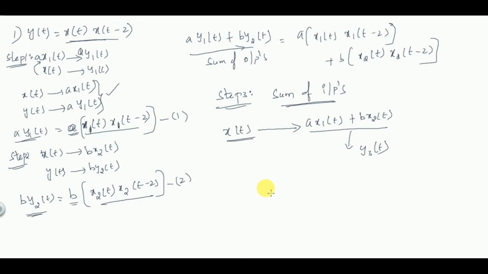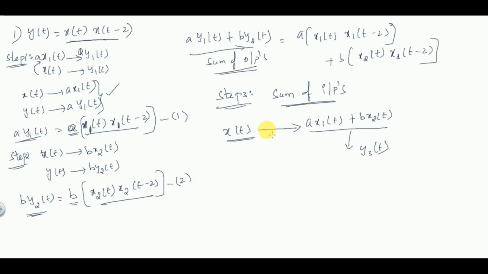Understand the concept clearly. First of all, you are applying x1 of t as the input. So wherever x of t is there, you write x1 of t, and since a scaled version is there, you write a into it. Similarly, you apply x2 of t separately and get y2 of t. In the next step, we add those two outputs. That is the sum of outputs.